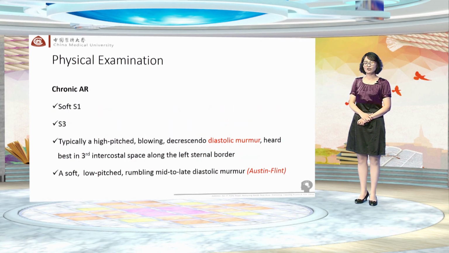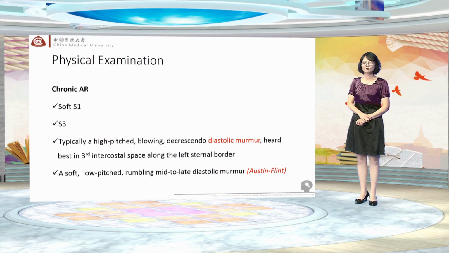The typical sign of chronic AR is a high-pitched, blowing, decrescendo diastolic murmur, which can be heard best in the third intercostal space along the left sternal border.